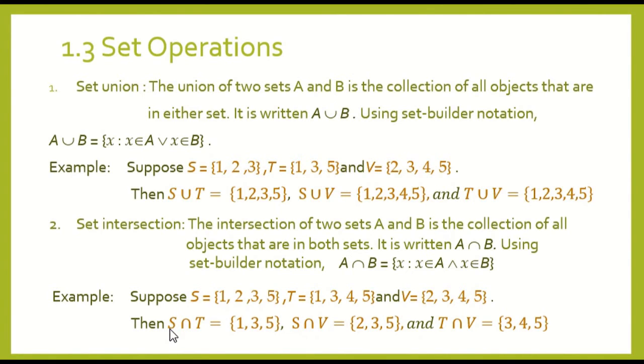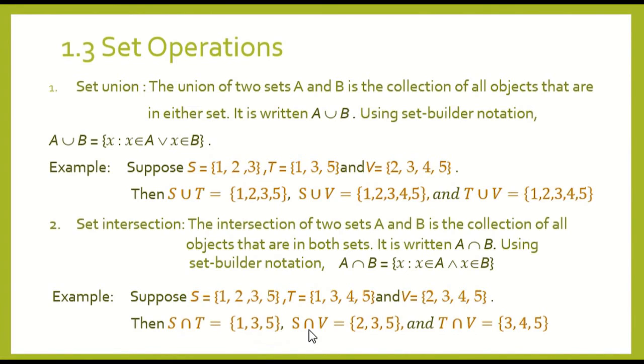So, first we have S intersection T. So, ang intersection meaning unsa lang ang common sa ilang mga elements. So, ang S ug T ang atong basihan. Diri, 1, 2, 3, 5 ang S. Ang T, 1, 3, 4, 5. So, ang common nila nga element, parehas sila nga naay 1, parehas sila nga naay 3, o parehas sila nga naay 5. So, therefore, ang atong S intersection T is just 1, 3, and 5.